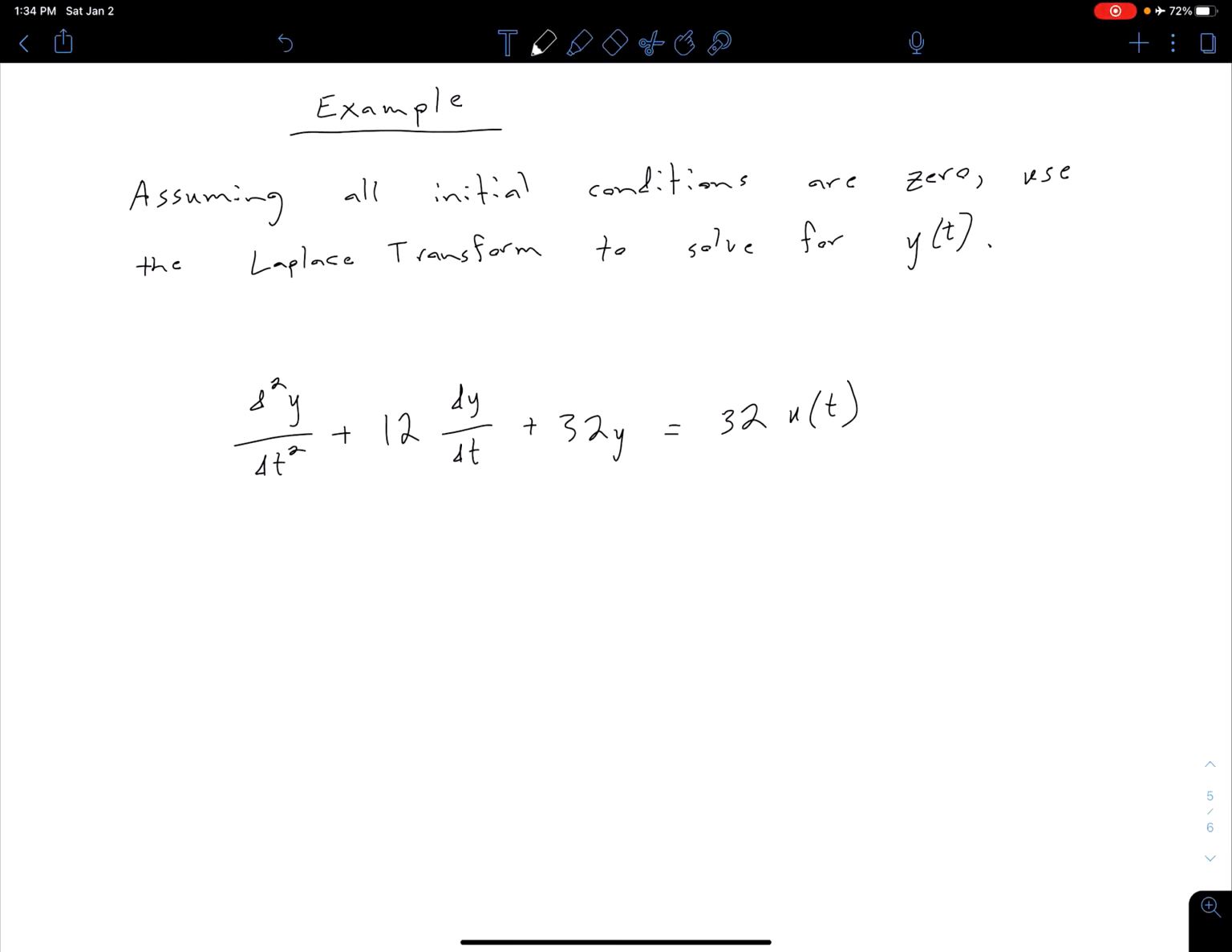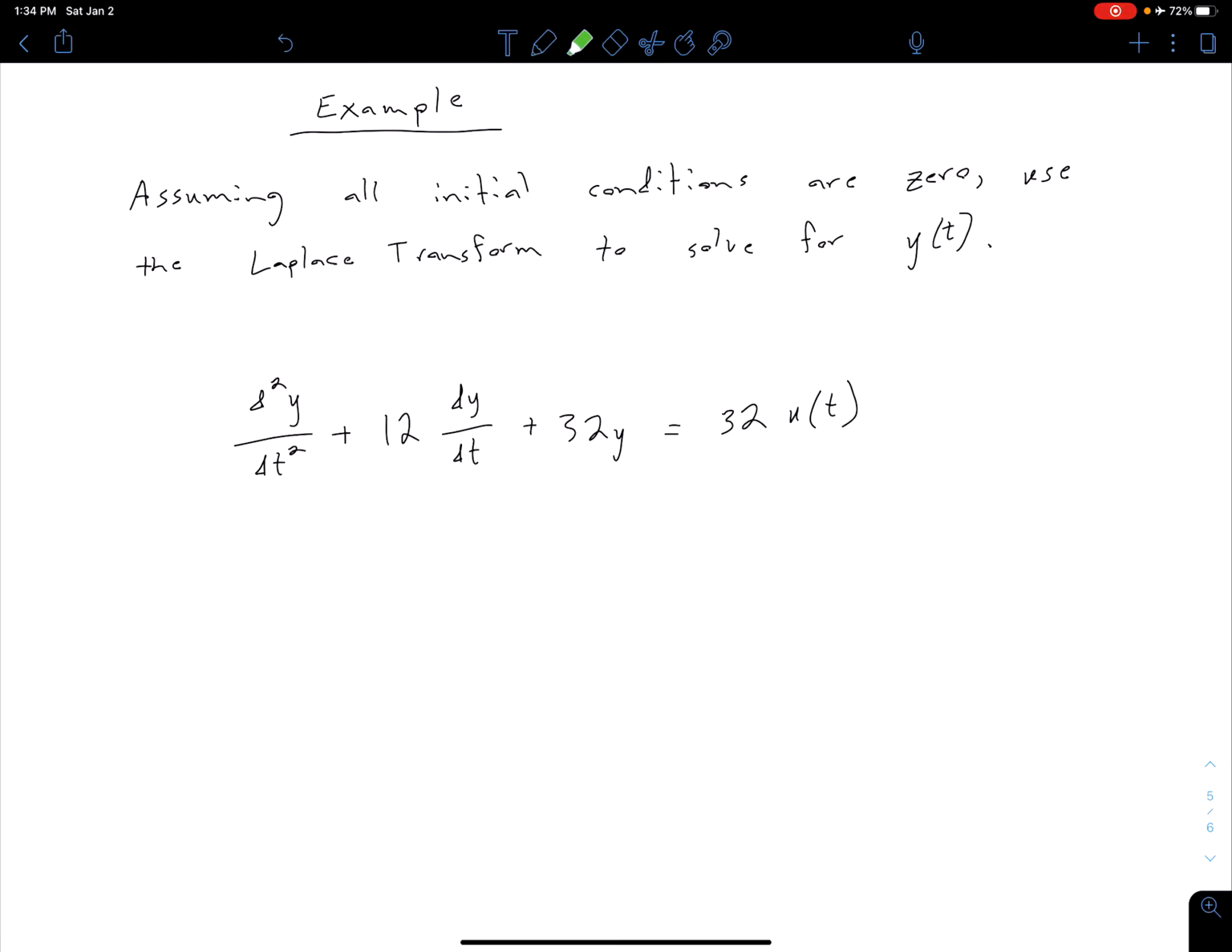Let's now take a look at an example of using our Laplace transform. In this case, we're told all of our initial conditions are 0, and we want to use our Laplace transform to solve for y of t. If we look at this equation, we notice the similarity between this and the general differential equation we had in the previous video.